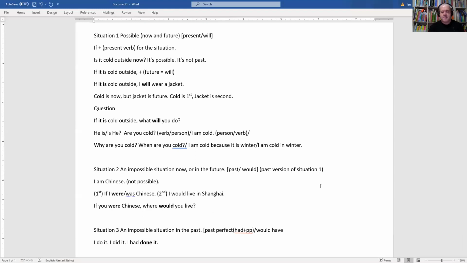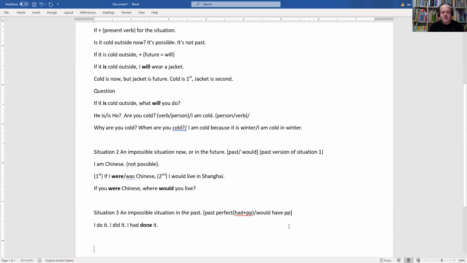And here we have to use would have. And again, we have to use PP. This is quite difficult for some of you. So you have to remember that many verbs have a present tense verb, past tense verb, past participle verb. So there's 3 kinds of verbs. So here we're using the past participle.